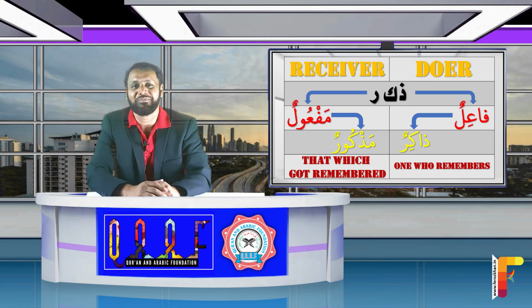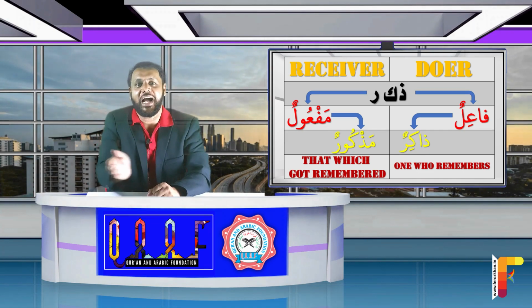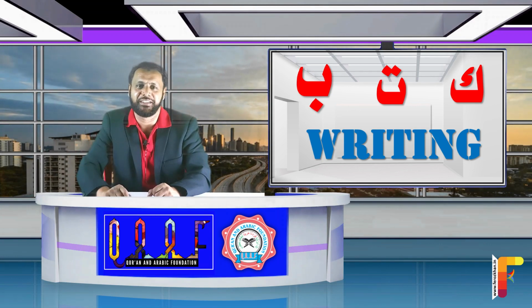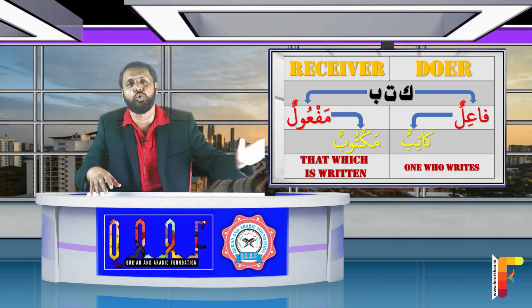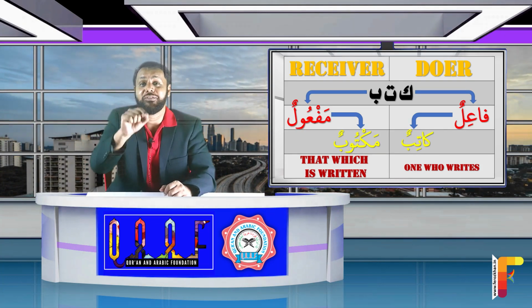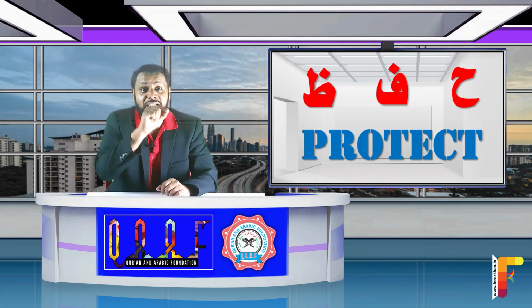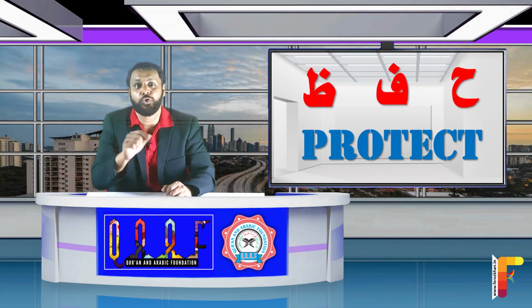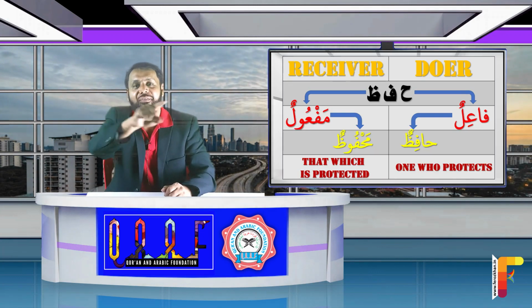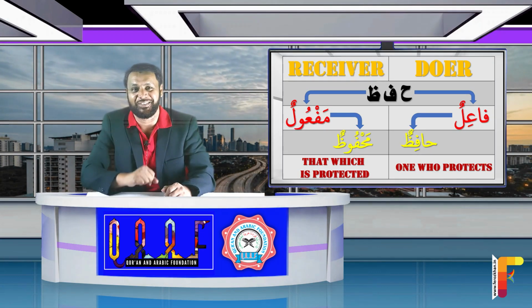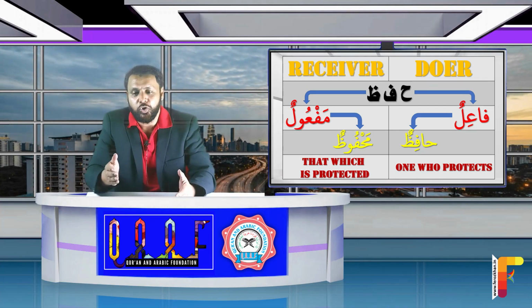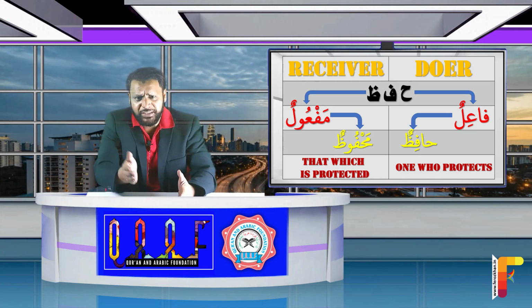Mazkurun. Similarly, kaf, ta, ba, katibun, the one who writes. Kataba is related to writing. And then that which is written, maktubun, that which got written. Similarly, you have ha, fa, za. Hifz, to memorize, to protect. The one who memorizes, the one who protects is called hafizun. The memorizer is actually a protector, he protects by memorizing, right? So the protector is hafizun.